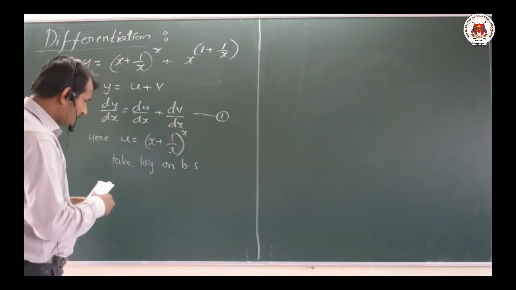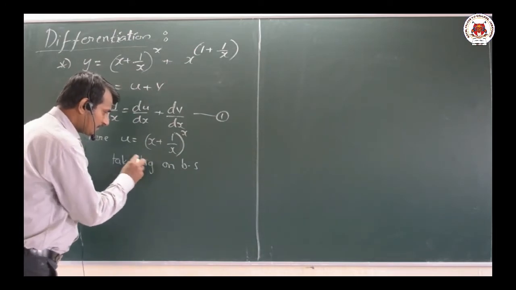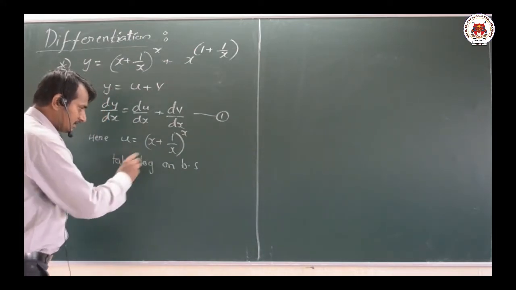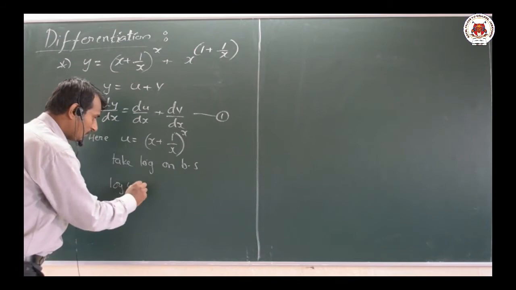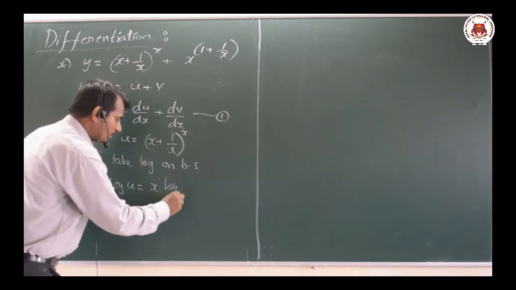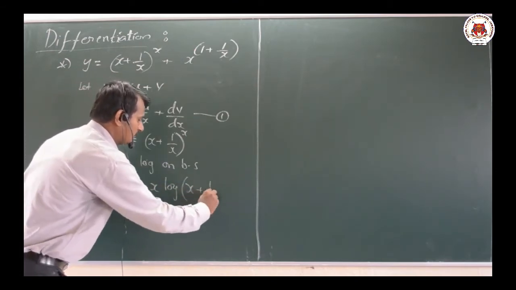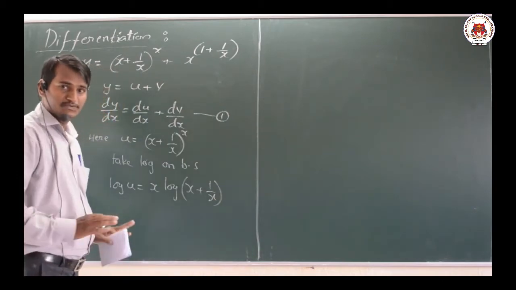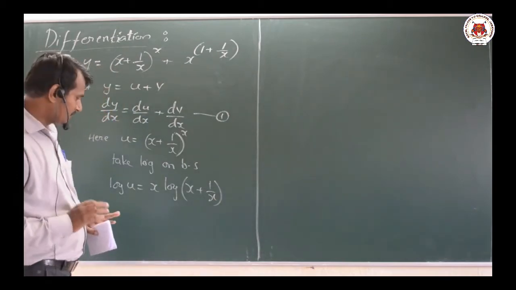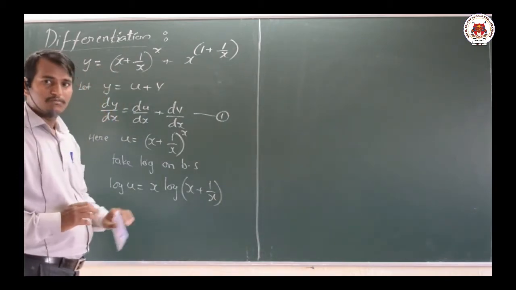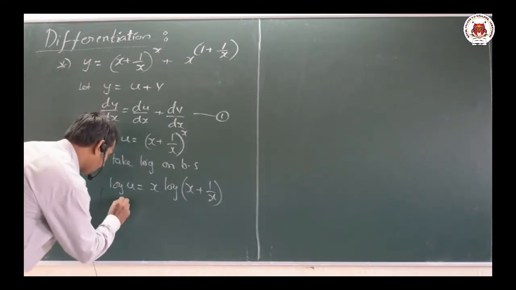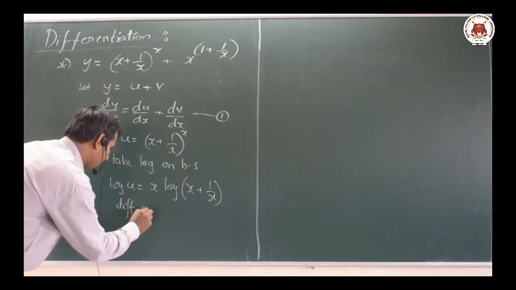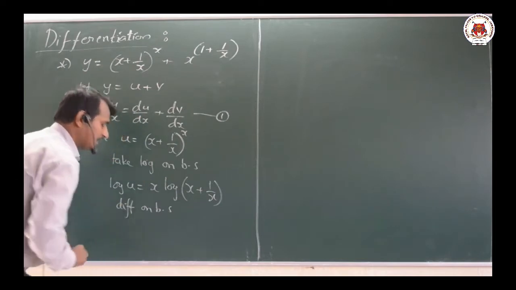That means what we get here, okay, see what comes here, that is nothing but log u is equal to x into log of x plus 1 by x. Very simple thing. Now the next step is, we have to differentiate on both sides. Okay, differentiate on both sides with respect to x here.